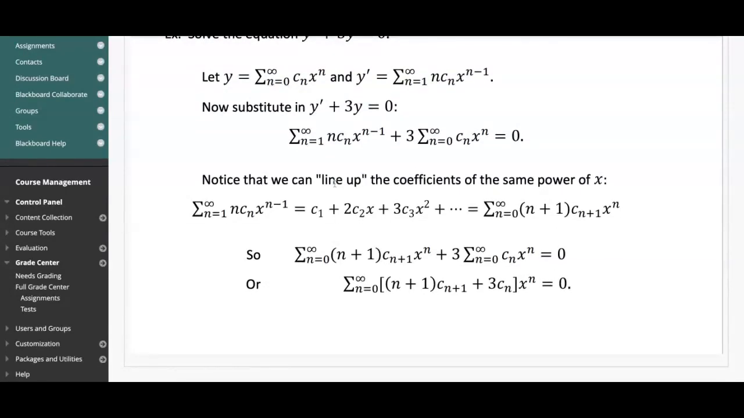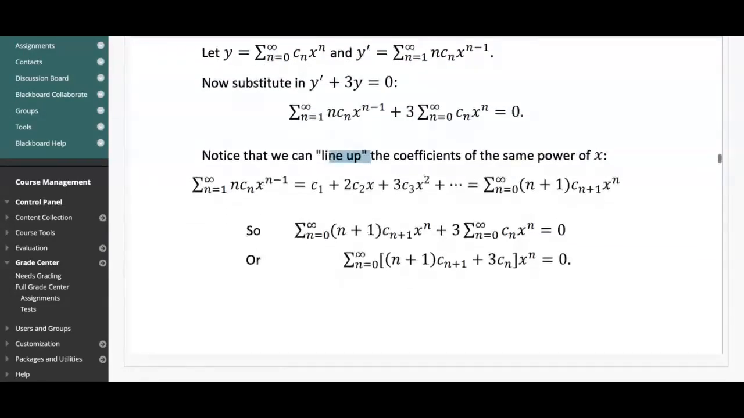This is 3 times y equals 0. So in this case, we can line up the coefficients, okay? Because this one, we can think of as just 1 times c_1, 2 times c_2 x, 3 times c_3 x squared, and so on and so forth. The nth term will be n times c_n x raised to n minus 1. And then this one, we can re-index, because this starts from 1. We want n to start from 0.